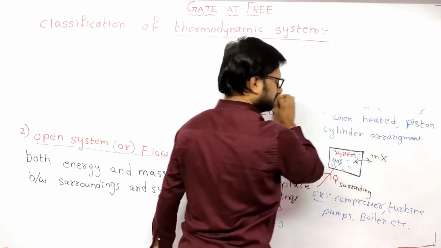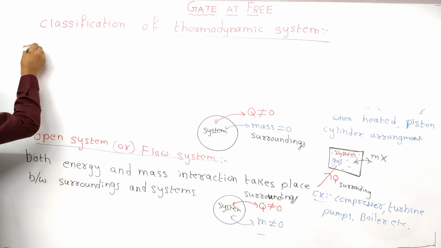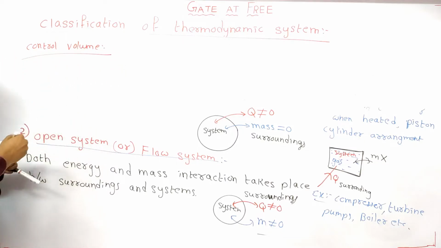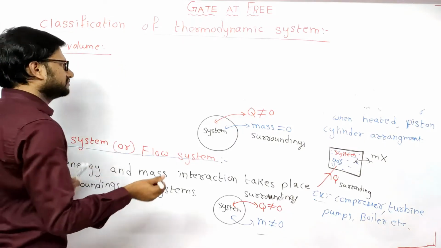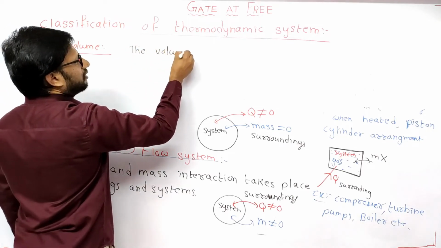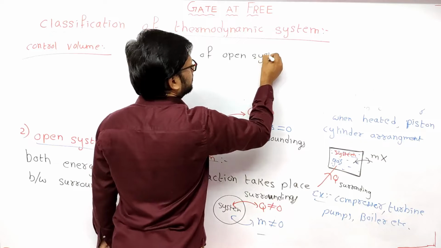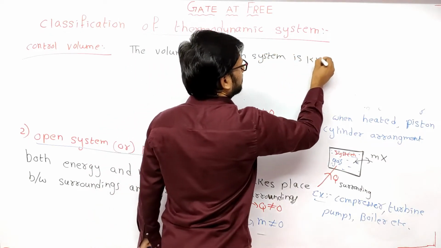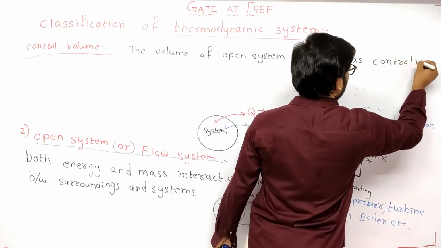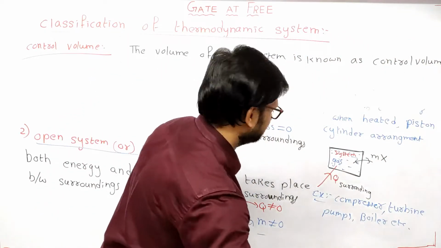What is meant by control volume? Simply just note down, the volume of an open system is known as control volume. Now we will see one practical example of open system.